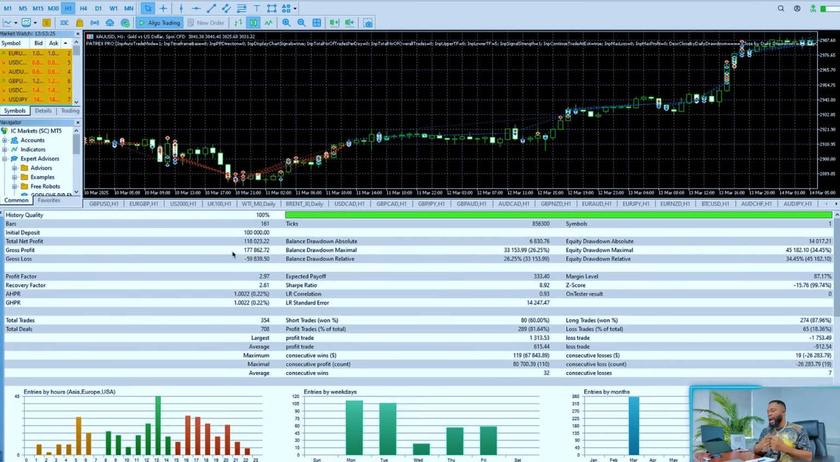Since we are talking about how to optimize your strategy to come up with combinations or different market sessions, currency pairs that can perform very, very well.